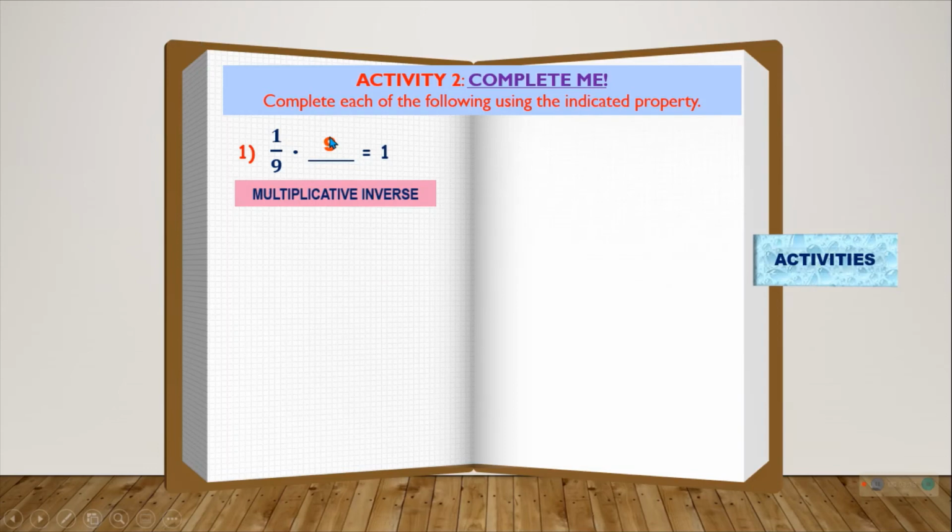So 1 times 9 is 9. 9 times 1 is 9. 9 divided by 9 is equal to 1.